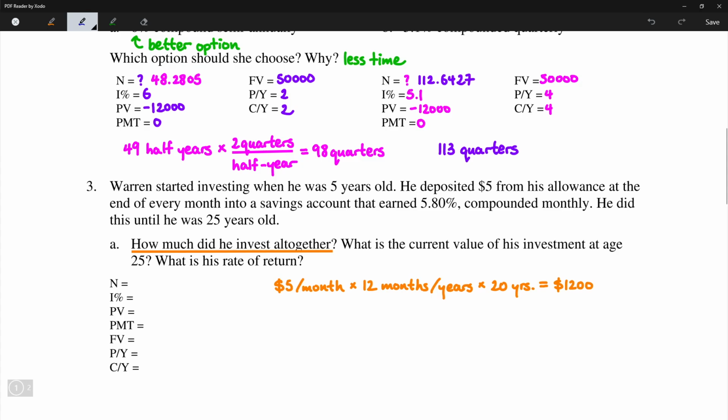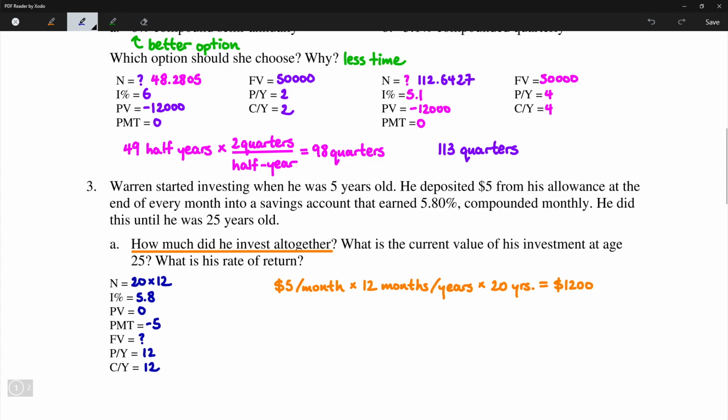So this was 20 years of monthly payments, so that will be the period. The interest rate is 5.8% as stated in the question. There was no initial value in the investment. It was regular payments of $5. We're looking for the future value, and both the last two values will be 12 since the interest is compounded monthly and it is monthly savings.